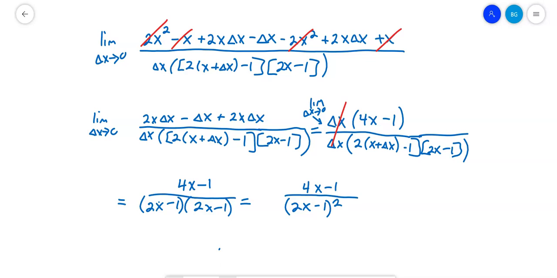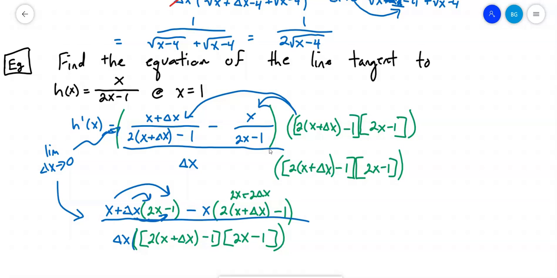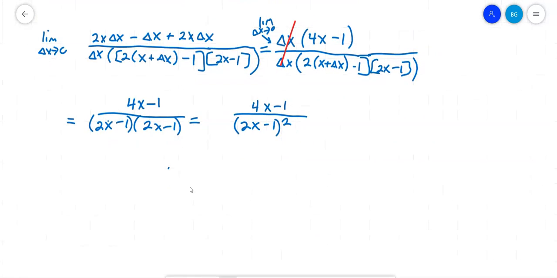So that's h prime. And we are actually curious about the point where x is equal to 1. And so now we just need to find what is h prime of 1. Well, if I plug in 1, I'm going to get 4 minus 1 over 2 minus 1 squared, which is 3 over 2. So my slope is 3/2.